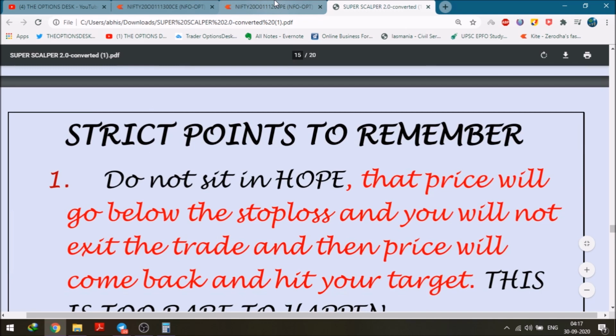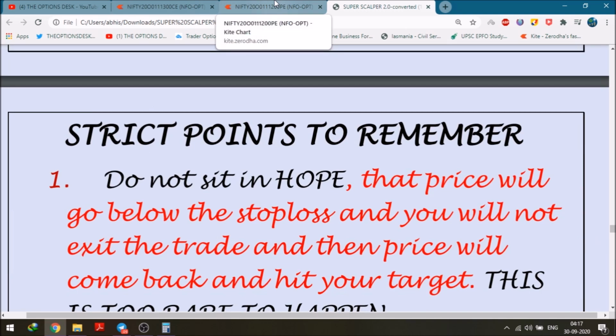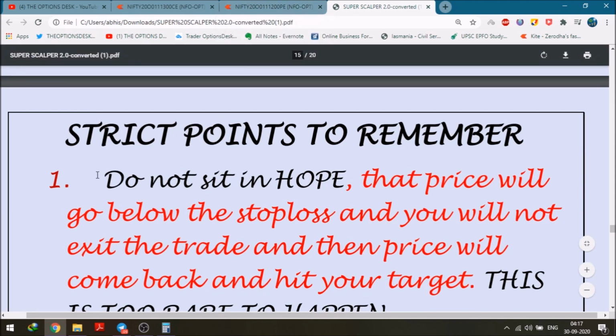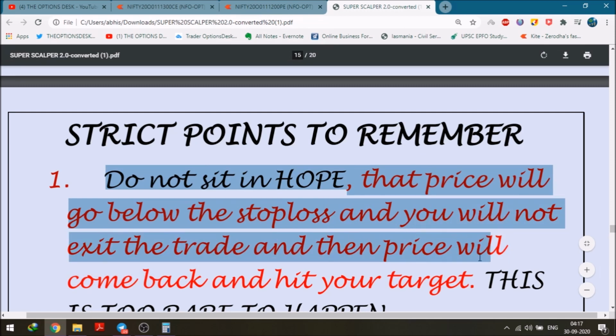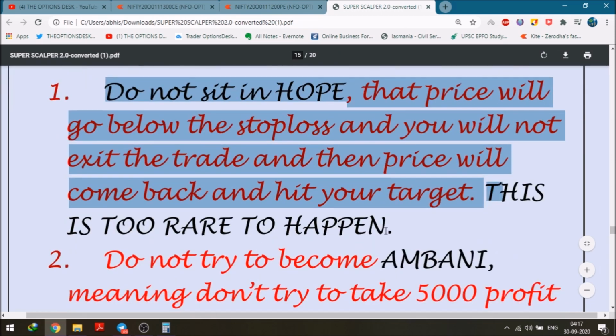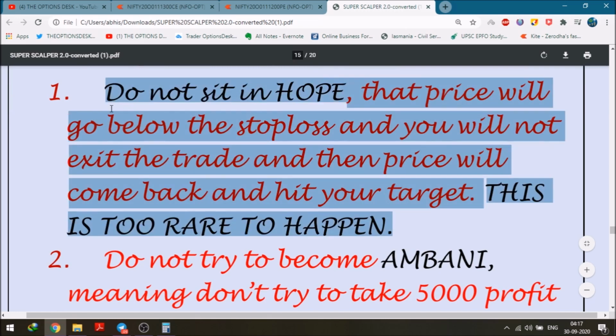Okay, a strict point to remember. This is for every trader, and I have also faced this all through my trading time in the past. Do not sit in hope that prices will go below the stop loss, you will not exit the trade, and then the prices will come back and hit your target. This is too rare to happen.